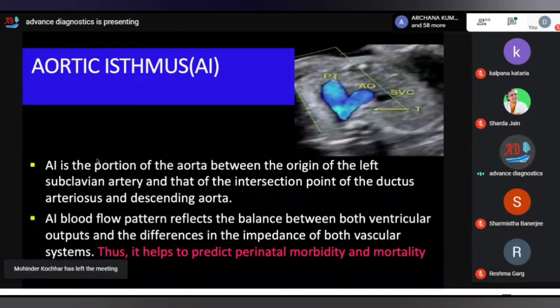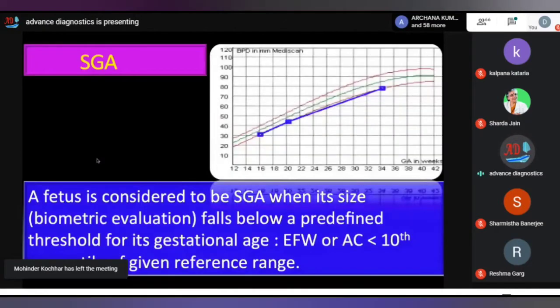Small for gestational age is a fetus whose size, that is the biometric evaluation, falls below a predefined threshold for its gestational age, that is estimated fetal weight or AC less than the 10th centile for a given reference range. So the catch here is the predefined threshold and the given reference range.